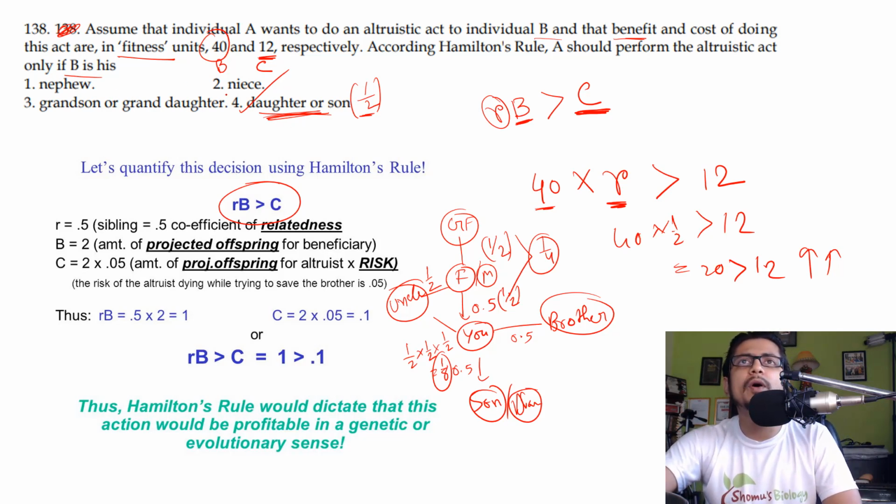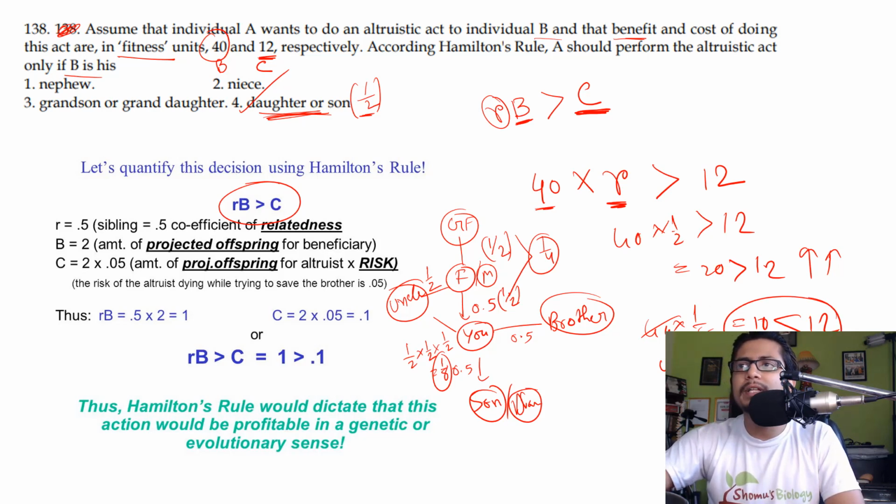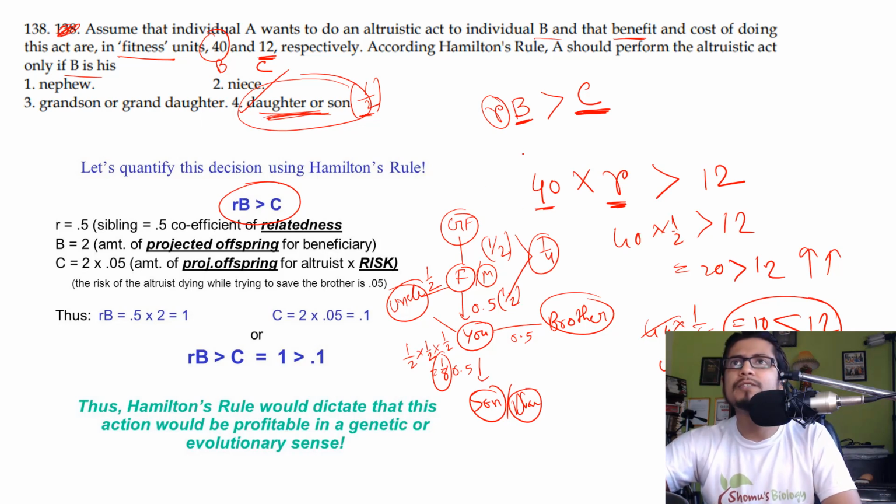Now if you think about nephew or niece, that is one step down. There will be less than half. So either it will be 1/4 or it will be 1/8. If it's 1/4, then it's 10, which is less than the cost. As the value of 1/4 times 40 is less than the cost, that is 12, no other relationship is enough to provide the favor to that person. The only relationship that you will care for providing the favor is if that person is your daughter or your son. So that's why in this case it will be daughter or son.